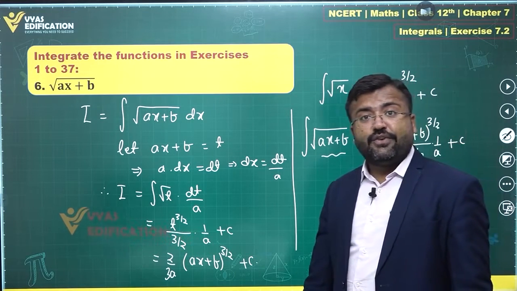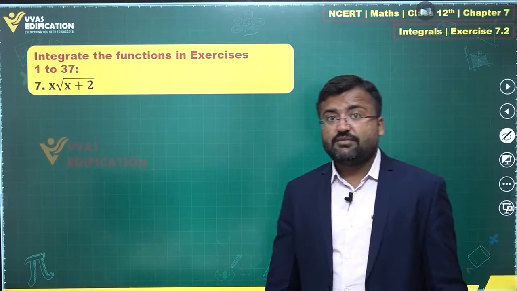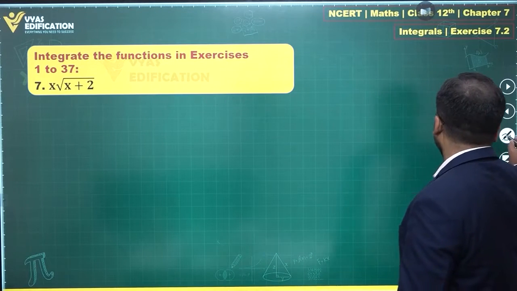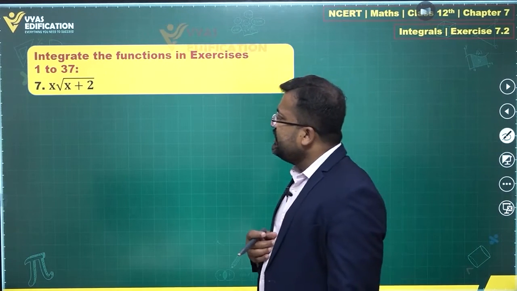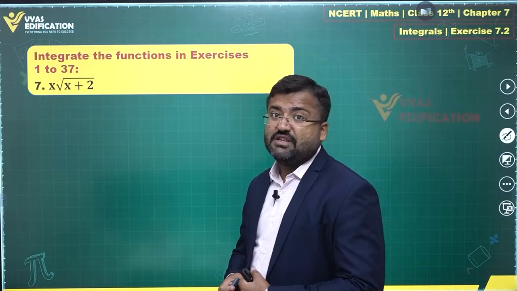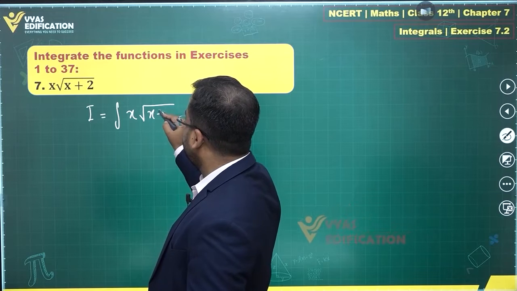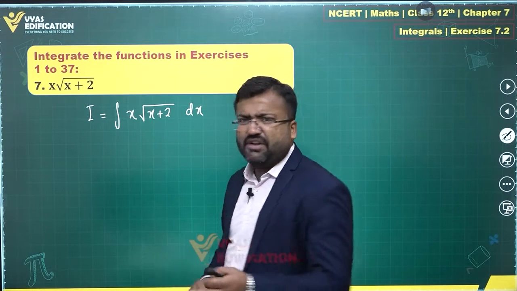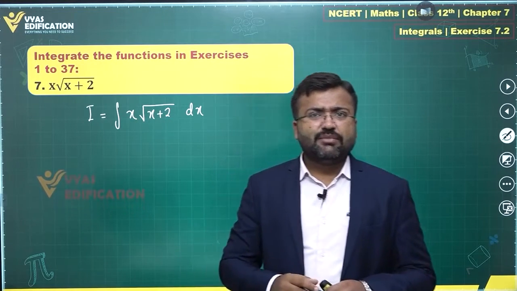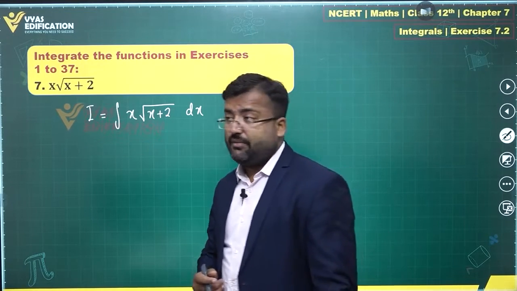Okay, let's continue further. The 7th question says we have x times under root of x plus 2. Now, how do we solve this one? For solving this, the under root of x plus 2 is creating an issue. That x plus 2 can be substituted in terms of something, right? I is the integral of x times under root of x plus 2 dx. In the previous exercise also, if we had under root of x over here and x plus 2 over here, things would have been simpler, right? That root x could be multiplied inside and we could simplify easily, right? And that's what will be our aim.